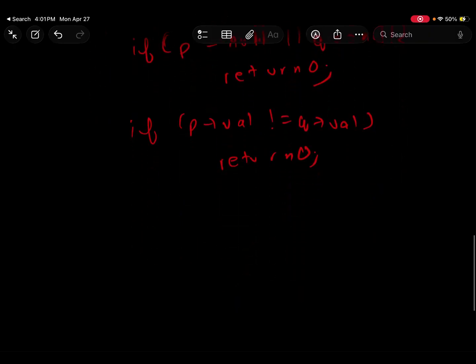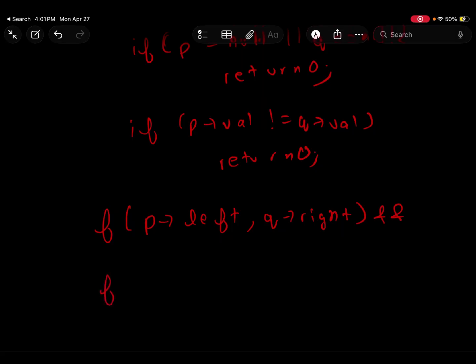Now the recurrence relation part, let's call it function. If I go left on p, I need to go right on q. Again, I'm using the AND operator because if at any time one of my decisions returns the value of 0, I want my overall answer to be false, right? Because that means either one of the nodes does not have the same value, or the left subtree or the right subtree don't have the same structure to each other, right? Then AND, if I go right on p, I need to go left on q. So this is the whole idea.